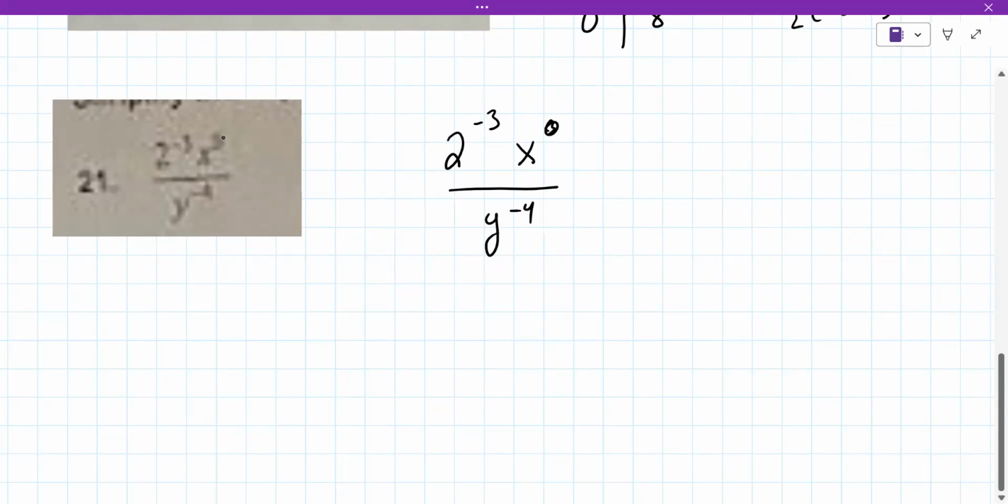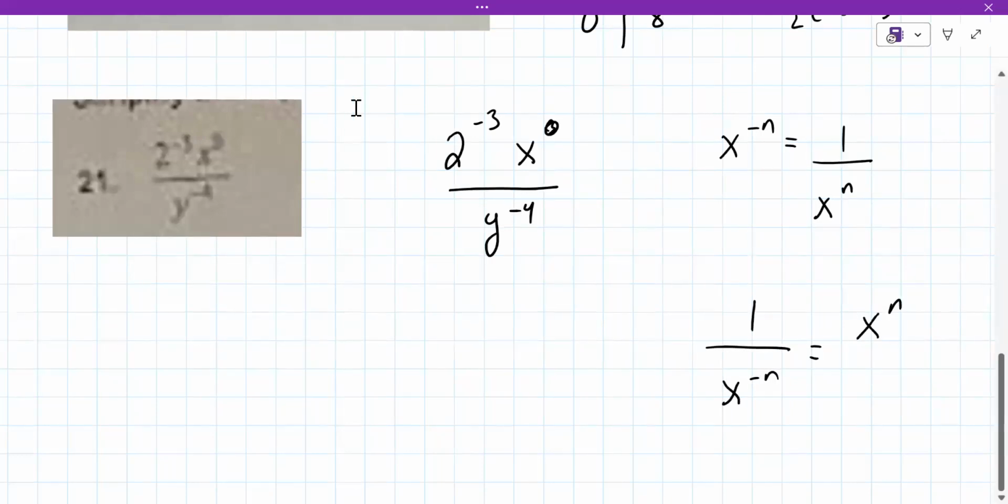So there's all these rules. You've seen them, but it's been a while. One of the big ones is that if you have a negative exponent, you rewrite it as a positive exponent on the bottom. And similarly, if you have a negative exponent on the bottom, it becomes a positive exponent on the top.